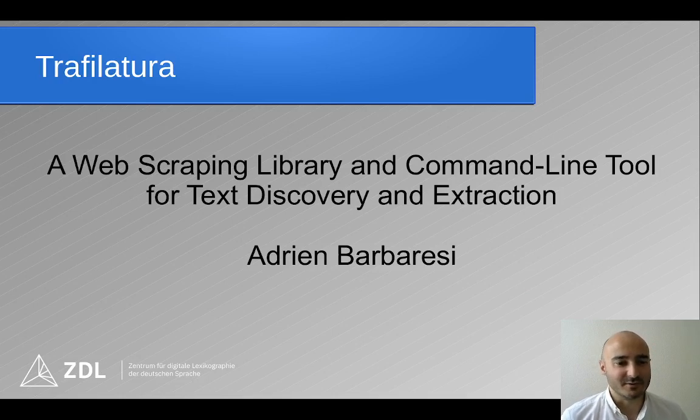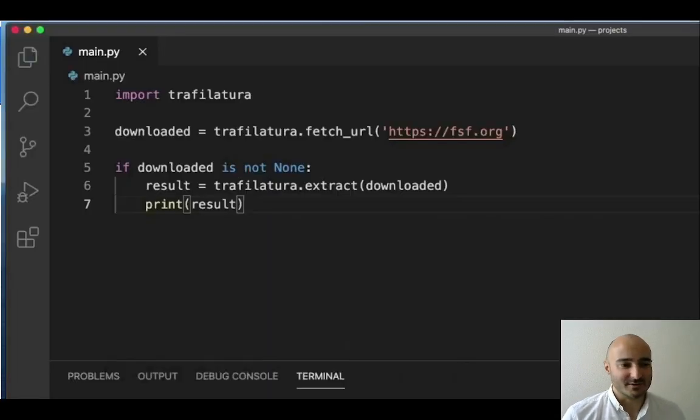Hi, welcome to this video where I introduce the software Trafilatura, which is a web scraping library and command line tool for text discovery and extraction. Here we'll see in a nutshell how it works from Python. We import the package, download a URL, and then extract the results.